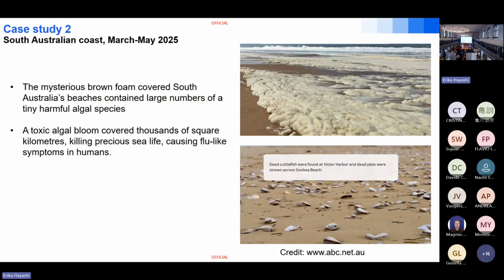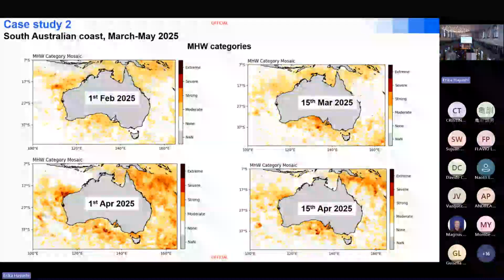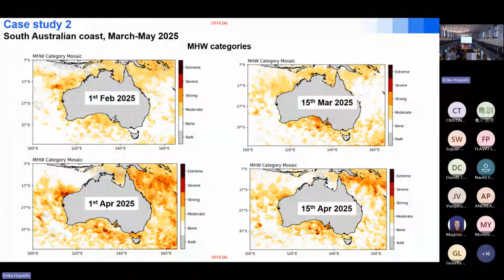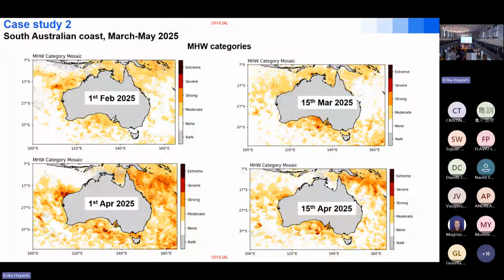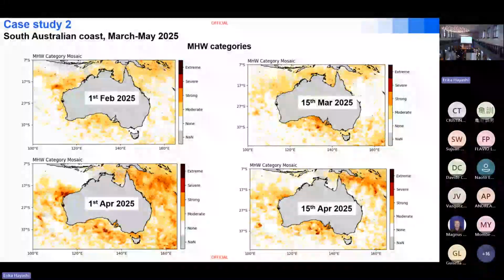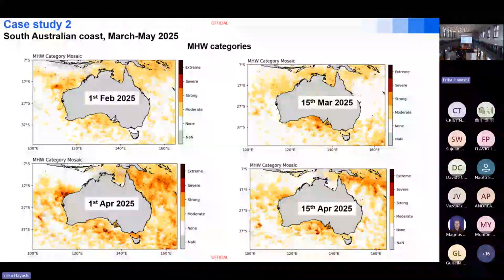So I just looked at the area with these tools. These are snapshots from 1st February to 15th of April. Again, we are looking at the southern coast of Australia. And yes, there were moderate to strong marine heatwaves, at some point reaching severe marine heatwave conditions. So throughout, yes, it was warm.